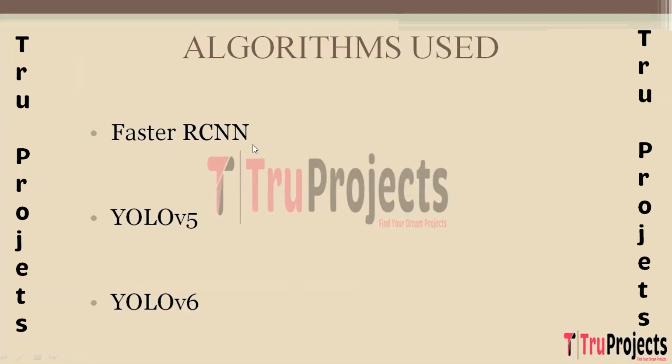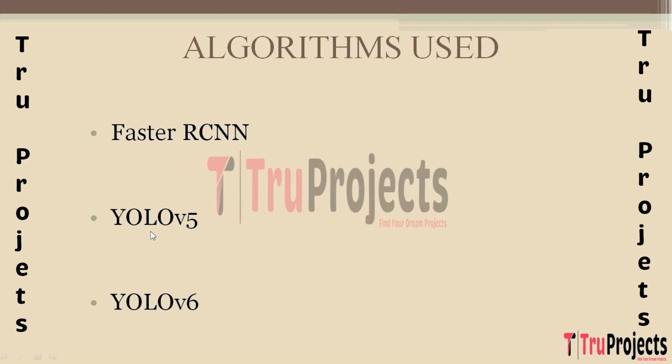The first one is Faster RCNN. So Faster RCNN is a renowned object detection algorithm that integrates deep learning with region proposal networks, allowing for precise identification of objects within images by providing class labels and bounding box coordinates. In this project, Faster RCNN served as a benchmark for evaluating the performance of other algorithms including YOLOv5 and YOLOv6 in the context of solar cell defect detection.